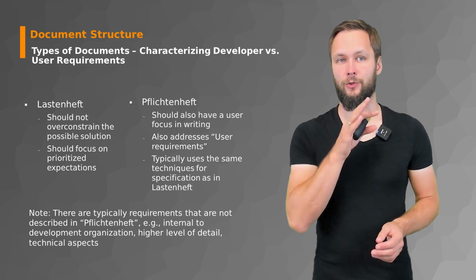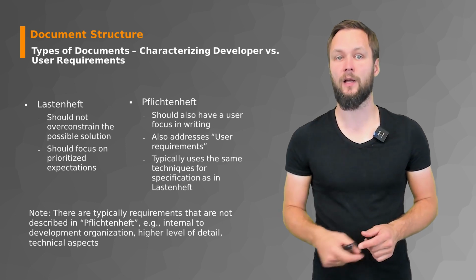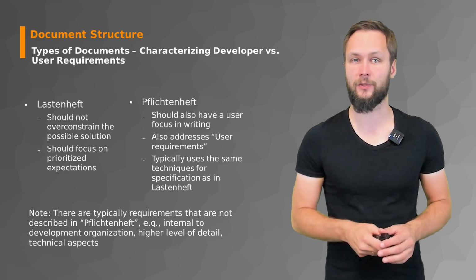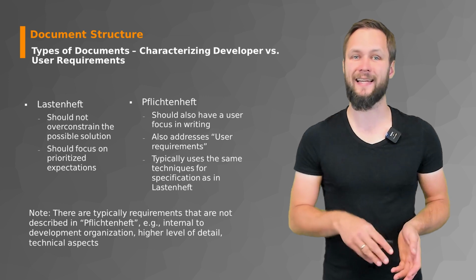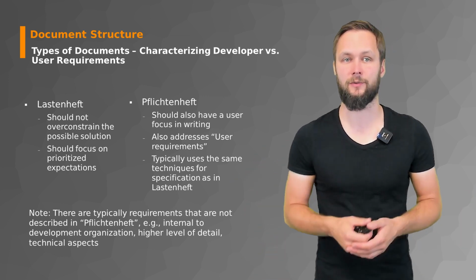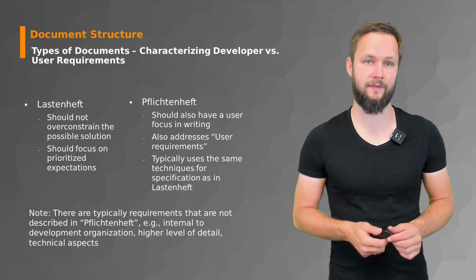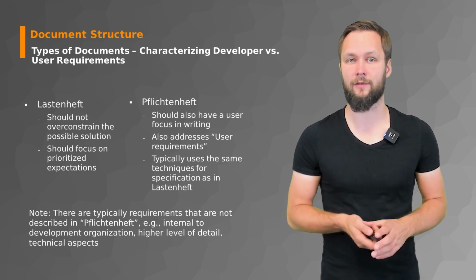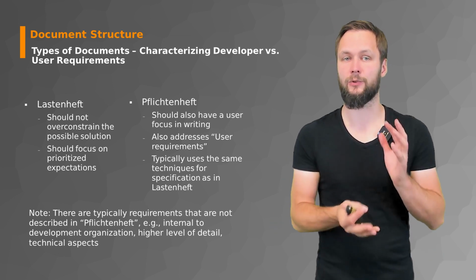The Lastenheft should not over-constrain the possible solution and should focus on prioritized expectations, while the Pflichtenheft should have a user focus in writing. It should address user requirements, and it typically uses the same specification techniques as the Lastenheft, so you don't try to switch between those. Please note that there are typically requirements that are not described in the Pflichtenheft, for example, those internal to the development organization or at a higher level of detail and technical aspects. So please keep that in mind when you use those two terms.